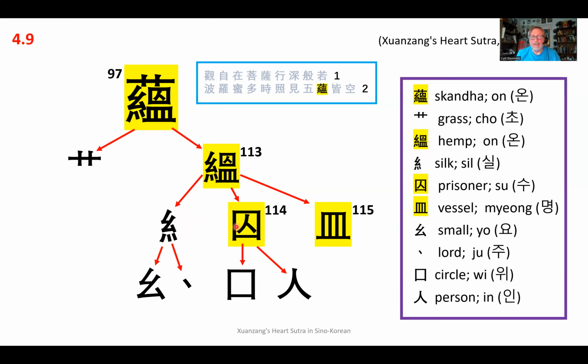So it's not in yellow, and it doesn't have a number next to it. But then it's also the character for su, or prisoner. Again, this is another example of the character for we with something inside of it. This time it's a box with a person inside of it, and that's why this is the character for prisoner, su. And then this is a strange character that does show up in a lot of other characters. It means vessel or plate, and in Sino-Korean it's pronounced myung.